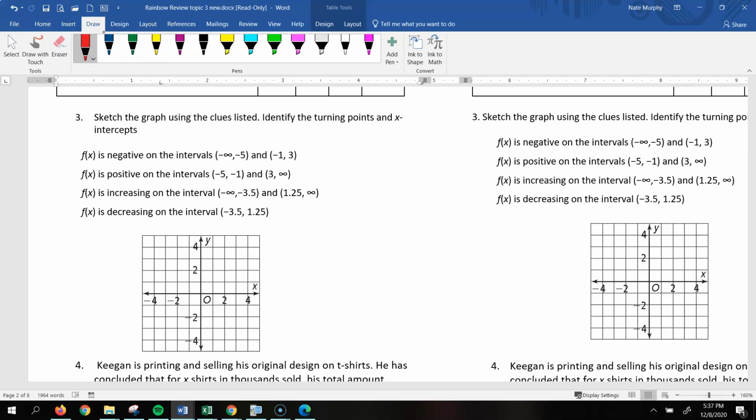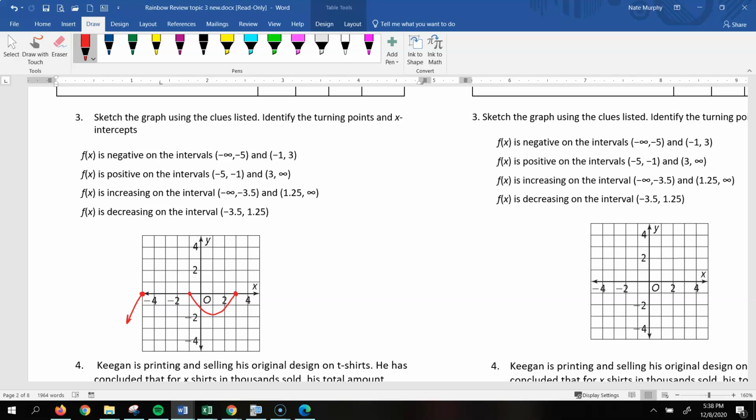That tells me that it's negative from negative infinity to negative 5. So negative 5 would be right about there. So it's negative down there, so that means that negative 5 would be an x-intercept. And then it's also negative from negative 1 to 3. So negative 1 to 3, it's also negative. Okay, so it tells me two more x-intercepts are at negative 1 and 3.